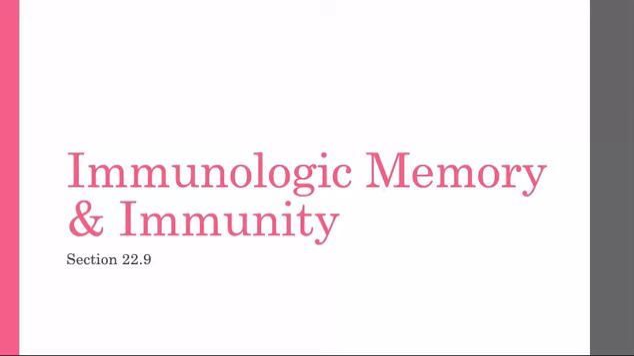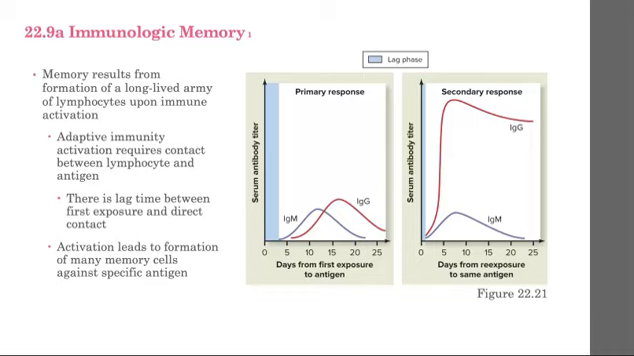You're finally here at section 9 and we are going to talk about immunologic memory and immunity. So first we'll talk about immunologic memory. Our memory results from the formation of that long-lived army of lymphocytes upon immune activation. Remember those memory B and T cells that we created just in case we were to be re-exposed to that same antigen? This is where they play a role.